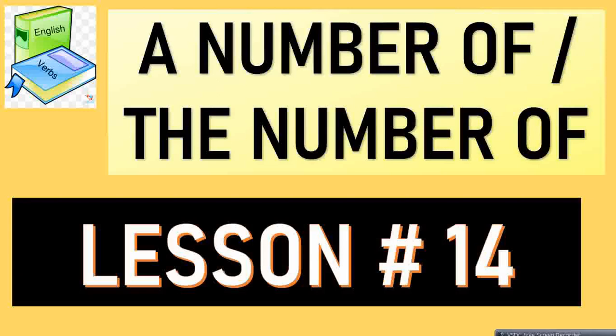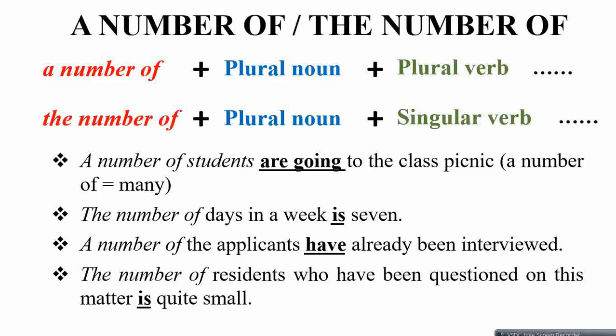So अगर आपको क्लैरिटी चाहिए कि इन दो लफ्ज़ों को किस तरीके से डिफ्रेंशिएट करके लिखा जाता है, तो this lesson is for you. So let's jump into this short, quick lesson. A number of followed by plural noun followed by plural verb and then the rest of the sentence.